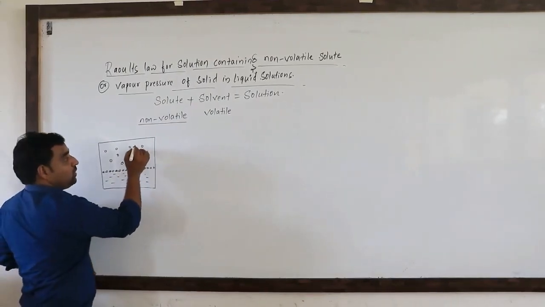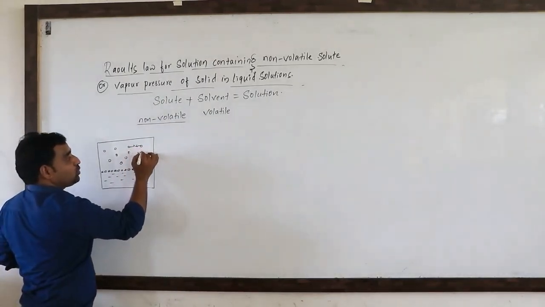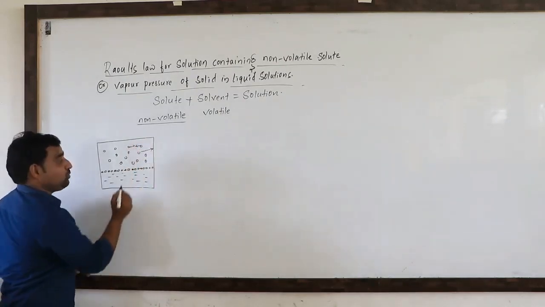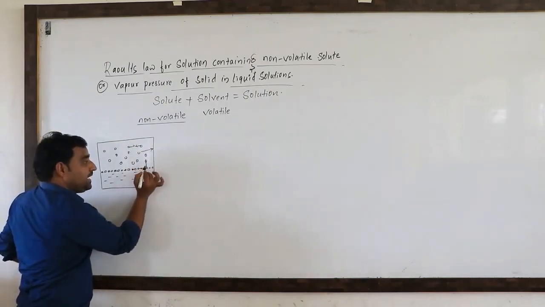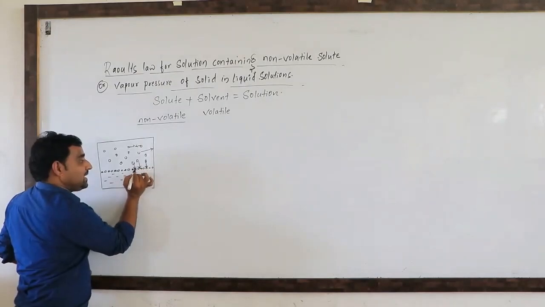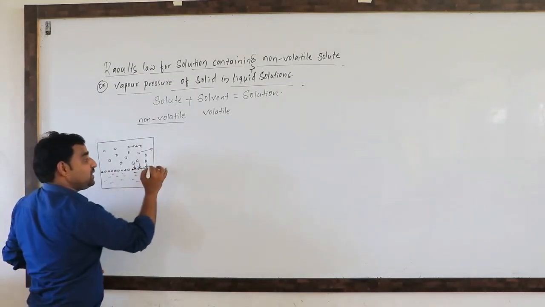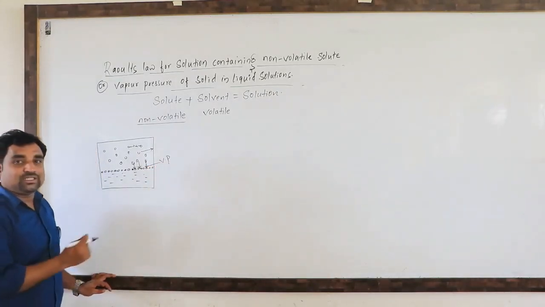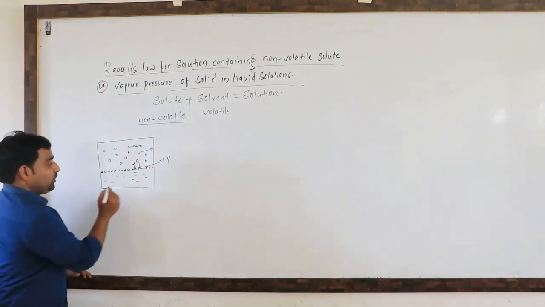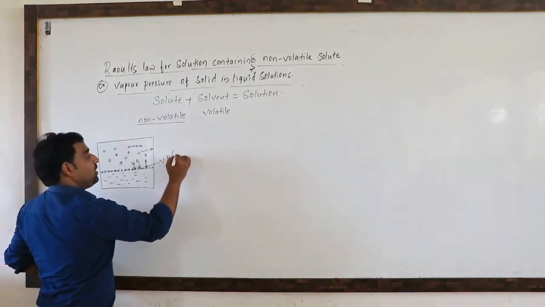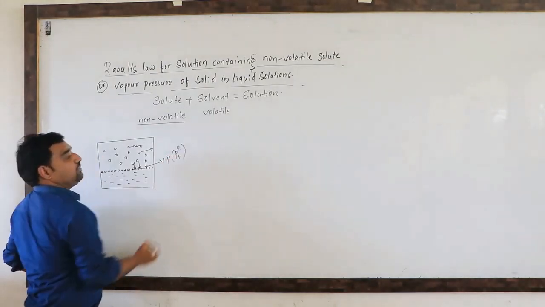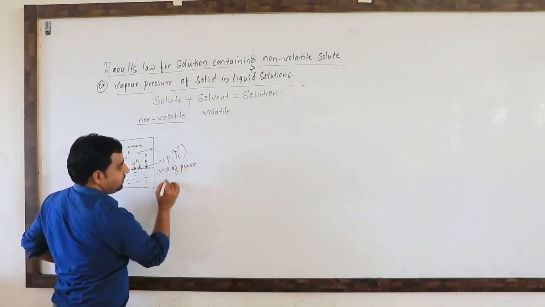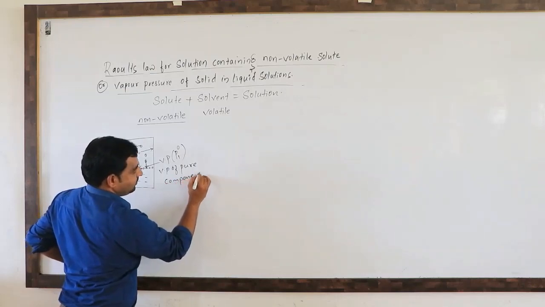Those vapor molecules will collide with each other, and also hit the wall of the container. When they strike the surface of the liquid, they exert some pressure on the solution. That pressure is known as vapor pressure, as we already discussed in the last class. I have taken a pure solvent here, hence we have P1 naught. P1 naught means the vapor pressure of the pure component.